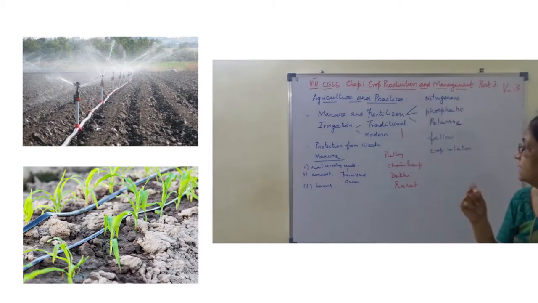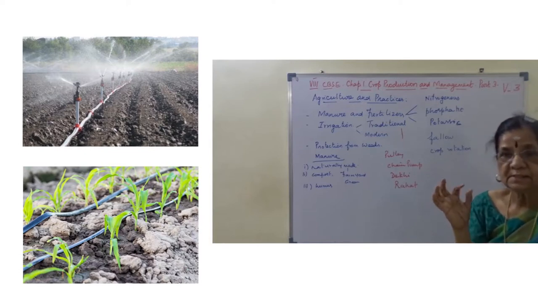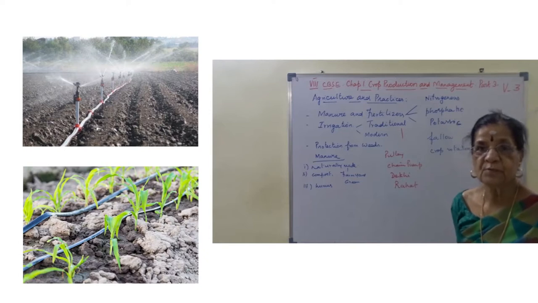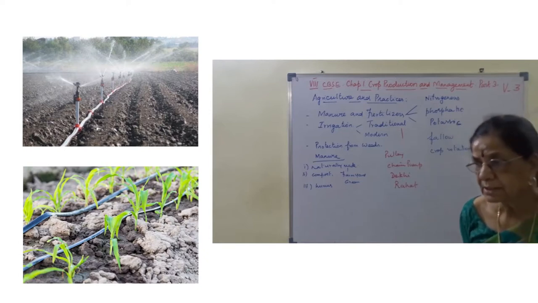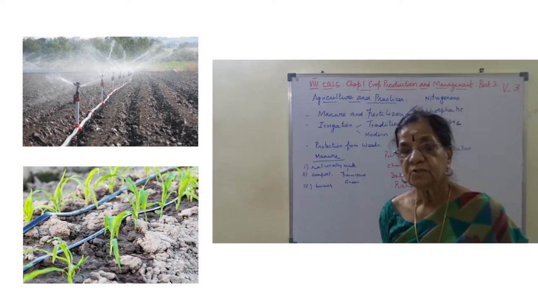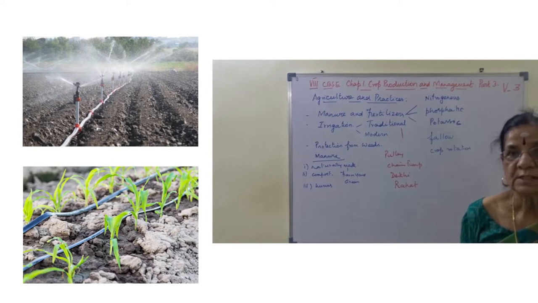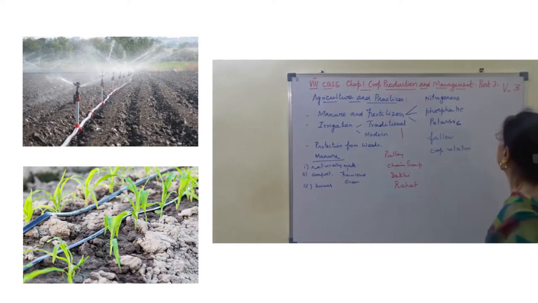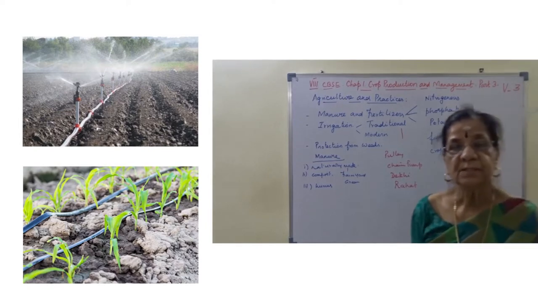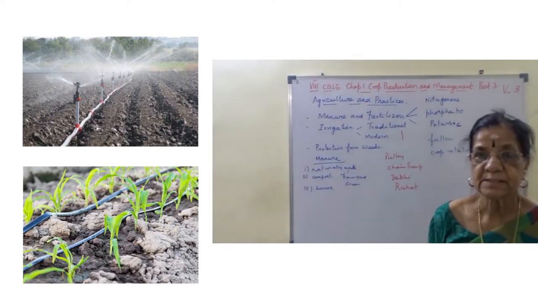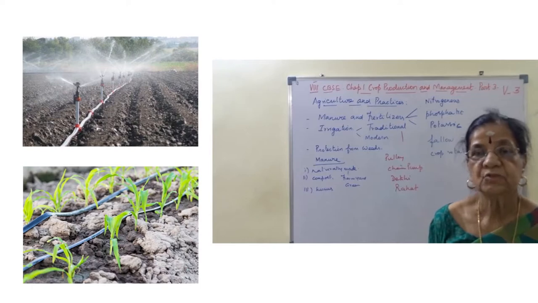So in irrigation methods we are learning the traditional method of irrigation and the modern method of irrigation. In the modern method we are learning sprinkler irrigation and drip irrigation. I hope you understand. So we will continue in video session 4 with the picture presentation. Further explanation of these agricultural practicals will be in the next video session.